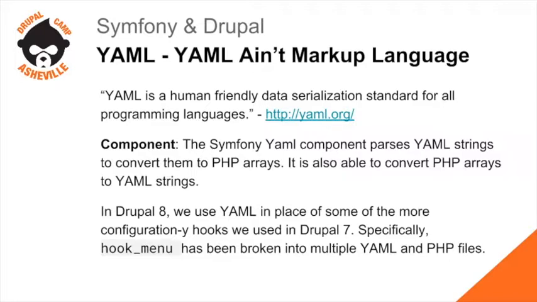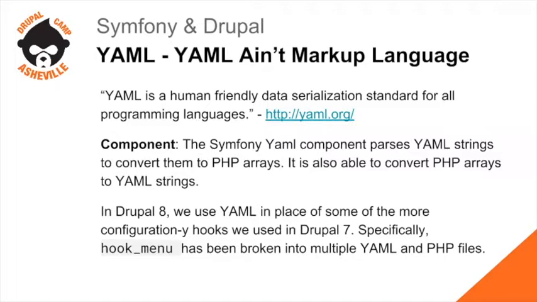It's a component provided by Symfony, and basically it's just a parser that parses a text file. And that text file expects a certain format, just like JSON. And what the component does is it parses that text file and converts it into PHP arrays or strings or whatever type of object is expected. So in Drupal 8, we use YAML in a lot of places in place of what used to be hooks for things like defining new structures with the system.